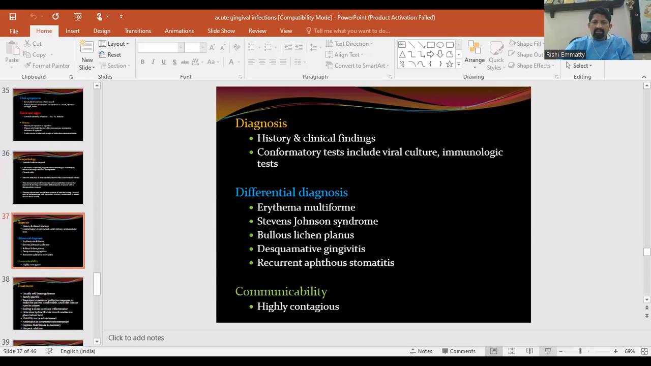And communicability: it is highly contagious. In NUG, it is not contagious. In primary herpetic gingivostomatitis, it is highly contagious.